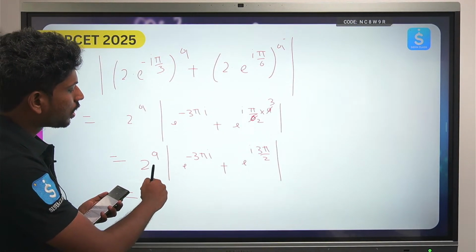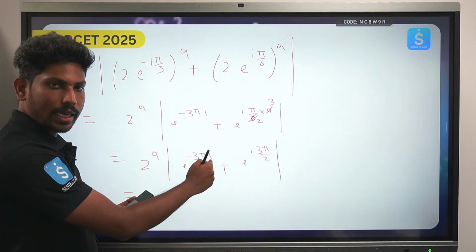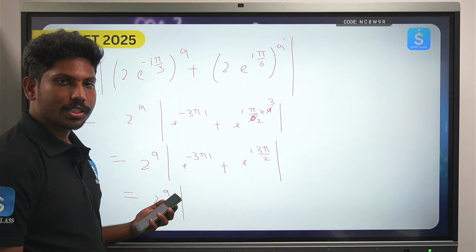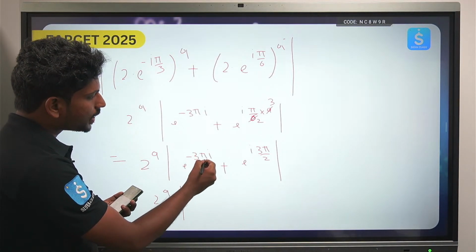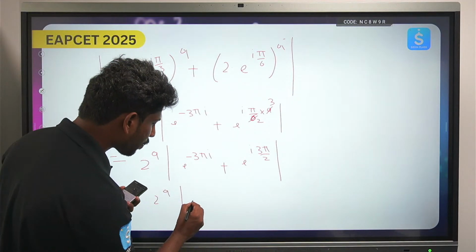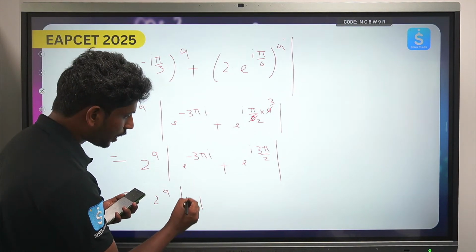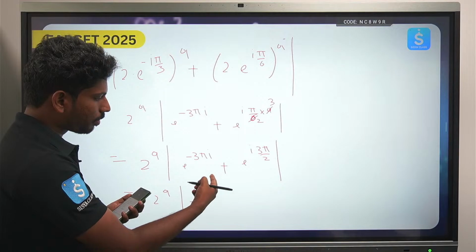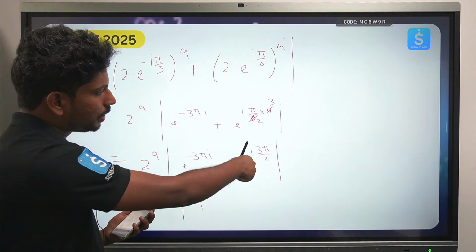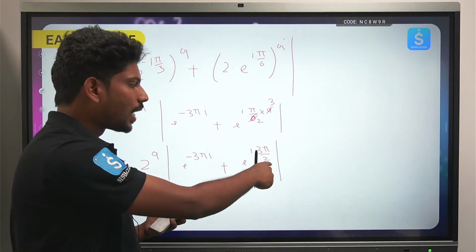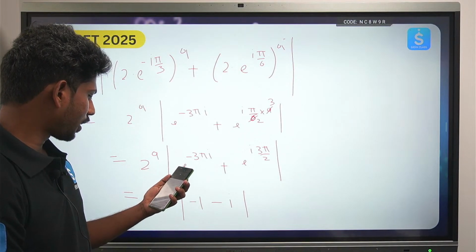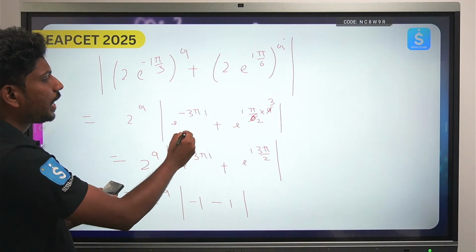So this will become 2 power 9 e power minus 3 pi i. Then how can I write this? cos minus 3 pi plus i sin minus 3 pi. So cos 3 pi will become minus 1. And for e power 3 pi by 2, cos 270 will always be 0, and sin 270 will become minus i. I hope this is clear to you. Okay, everything is very clear.